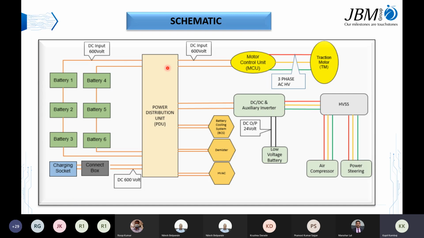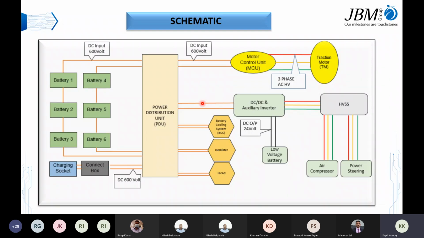From the PDU, I'll come to the first output, that is the motor controller unit. How it will go from the PDU will be explained later. In the schematic, positive and negative wire is connected to the motor controller unit, which has a PCB and IGBTs switching frequency, used to give 3-phase output, or in our 12-meter project, a 6-phase output to the traction motor. Based on the accelerator pedal position and brake pedal position, these are the 2 basic inputs required by the motor control unit. We'll discuss in detail as well.